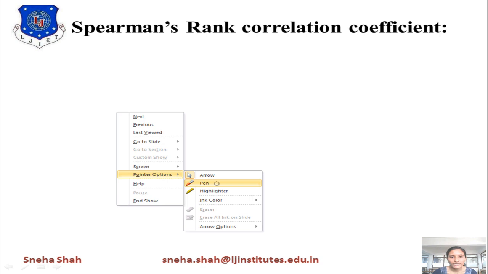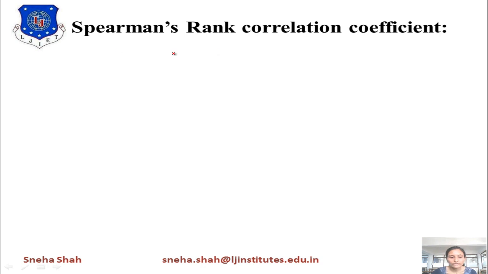if we want to find the rank correlation coefficient, it is denoted by the term r. The value of r equals 1 minus 6 into summation d square upon n into n square minus 1. By using this equation we will find the value of the rank correlation coefficient.